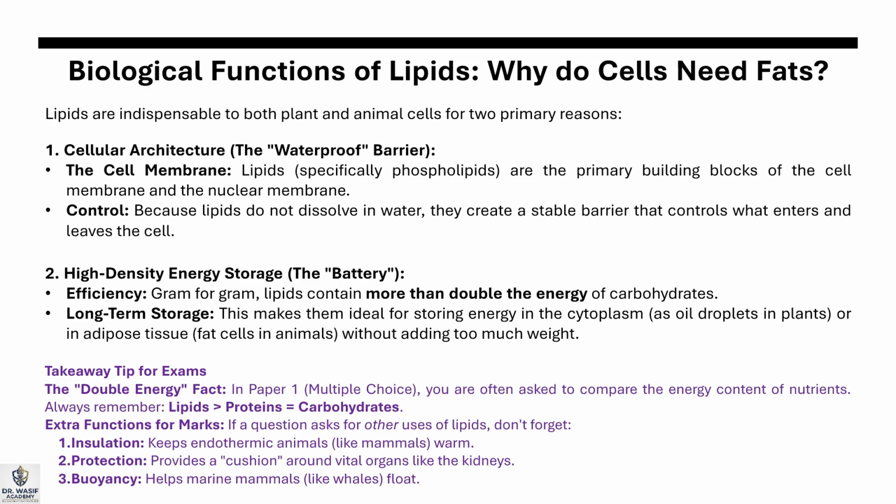So, in a multiple choice exam, you will often be asked to compare energy levels. Just remember, lipids have more energy than proteins, and that is equal to carbohydrates. And if you need extra marks on a theory question, do not forget these 3 points: insulation, protection, and buoyancy. Insulation, it keeps mammals warm. Protection, it acts like bubble wrap or a cushion for vital organs like your kidneys. And buoyancy, it is what helps massive whales float in the ocean.